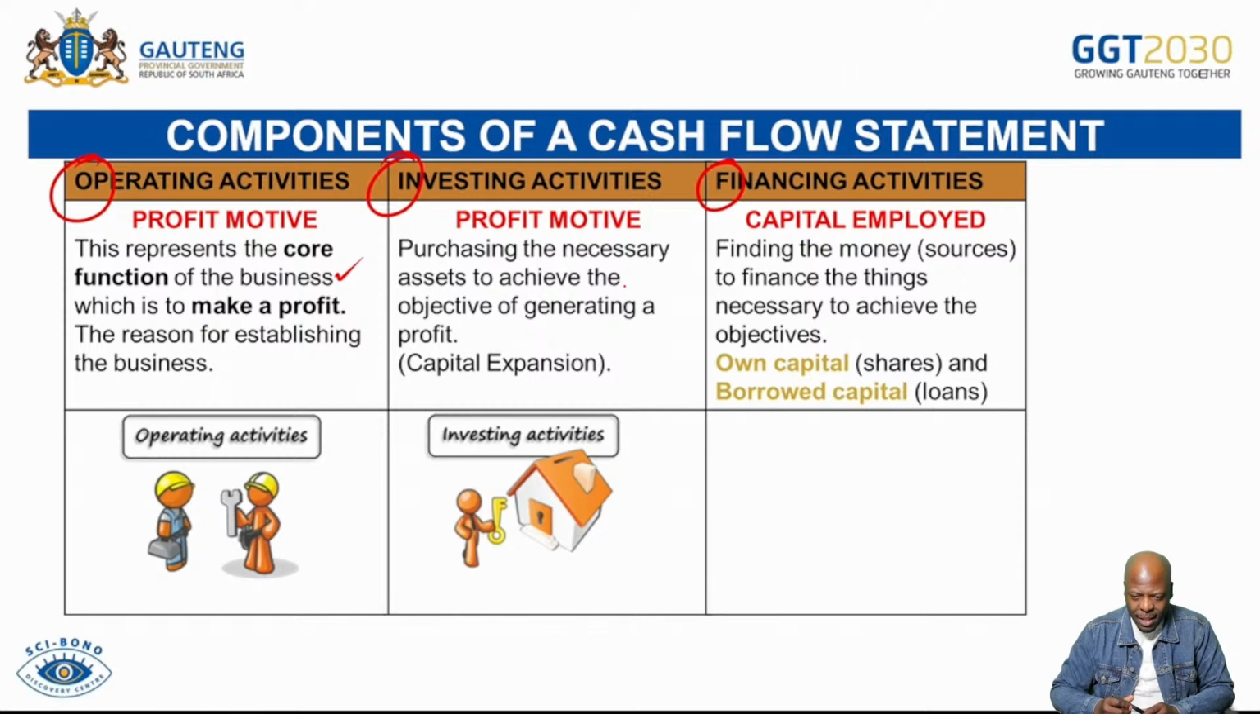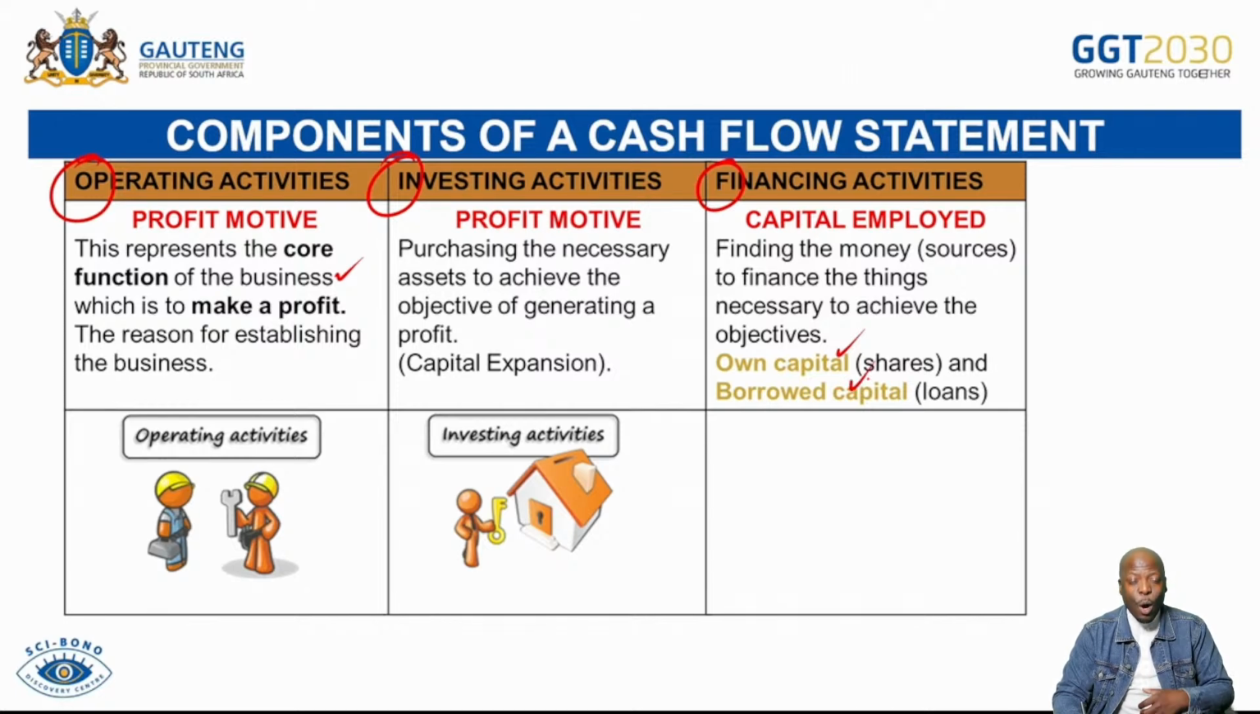Financing activities. This is where we see how our capital is employed. That is finding the money, that is the sources to finance the things necessary to achieve the objectives of the company. And you're going to see that I'm going to break down capital into two aspects. That is our own capital. That is capital we raise through the issuing of shares. You remember note number 7, exactly.